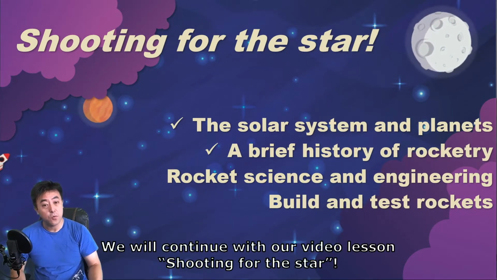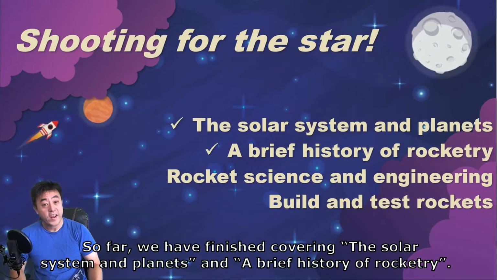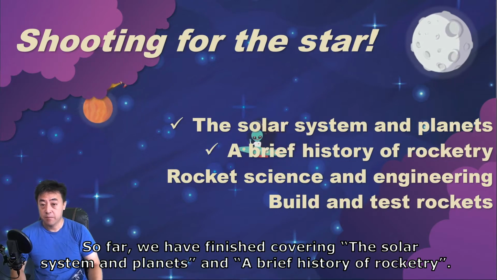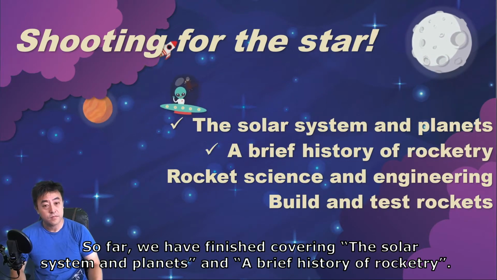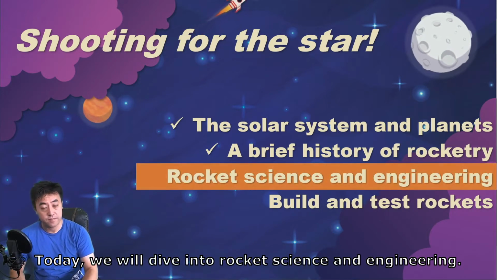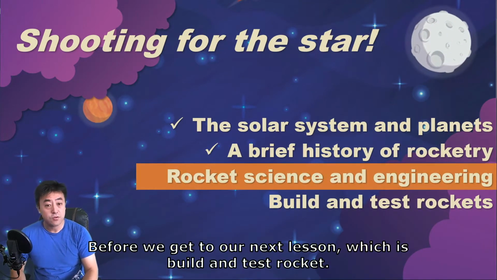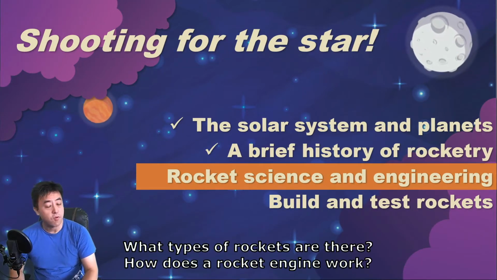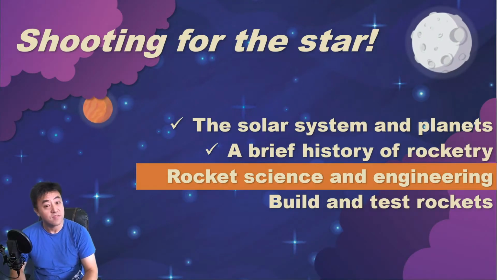We will continue with our video lesson, Shooting for the Star. So far, we have finished covering the solar system and planets, and a brief history of rocketry. Today, we will dive into rocket science and engineering. Before we get to our next lesson, which is build and test rocket, we need to know some basics about the rocket. What types of rockets are there? How does a rocket engine work? Let's find out.